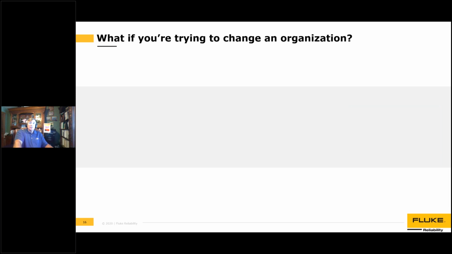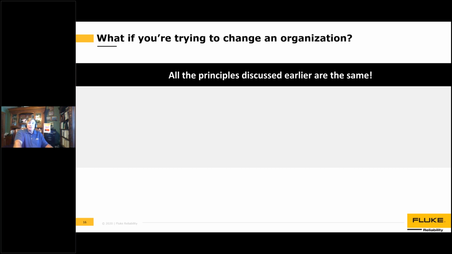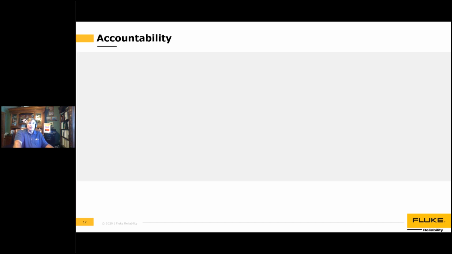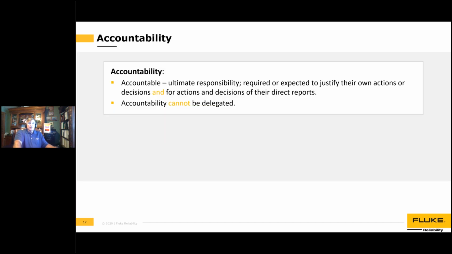So what if you're trying to change an organization, not just your group? Well, all the principles we discussed earlier are all the same. But it's a more complex issue because we need all of the leaders to be using the same principles with their direct reports. This is why accountability is so important. We're going to talk about accountability in quite a bit of detail here. So accountability, to be accountable, that's ultimate responsibility, right? So it's required or expected to justify your own actions, but also the actions and decisions of your direct reports.